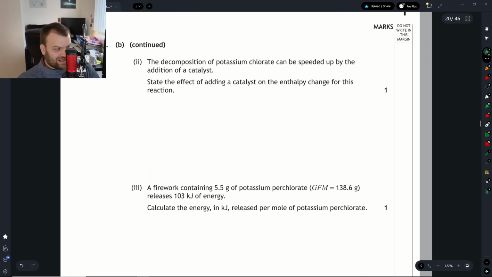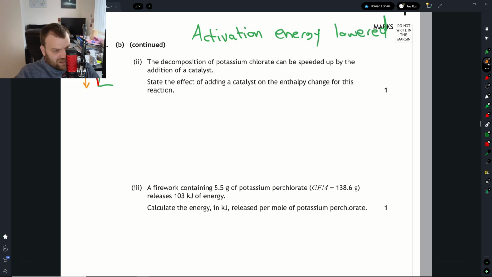Moving on, we're asked about a catalyst effect on the enthalpy change. A catalyst lowers the activation energy. From our graph, what that would mean is that the peak would be lower. However, this question is talking about the enthalpy change, which is the part between the two platforms, the starting materials and the ending materials. And that means there will be no effect on the enthalpy change.